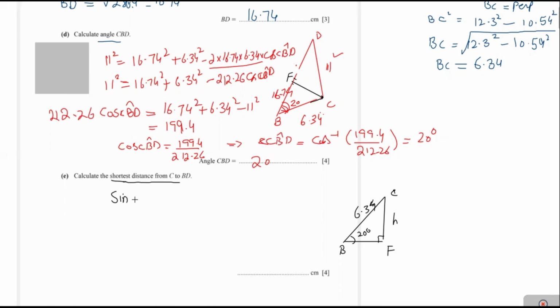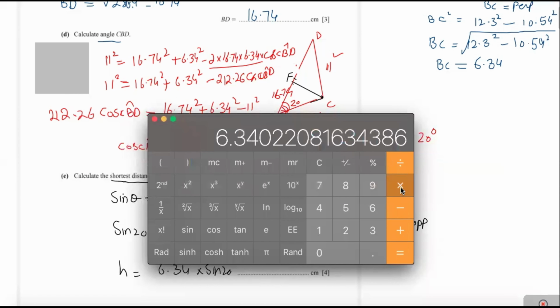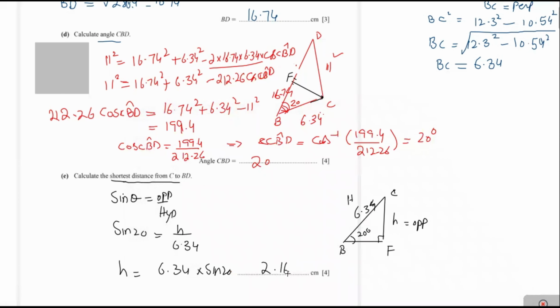Now sine theta is equal to opposite over hypotenuse. We use this trigonometric ratio. This is the opposite side, and this is the hypotenuse. Therefore, sine 20 degrees will be equal to h over 6.34. Now h will be equal to 6.34 multiplied by sine 20. Now this value, 6.34 multiplied by sine 20, will be equal to 2.16. And the answer is 2.16.